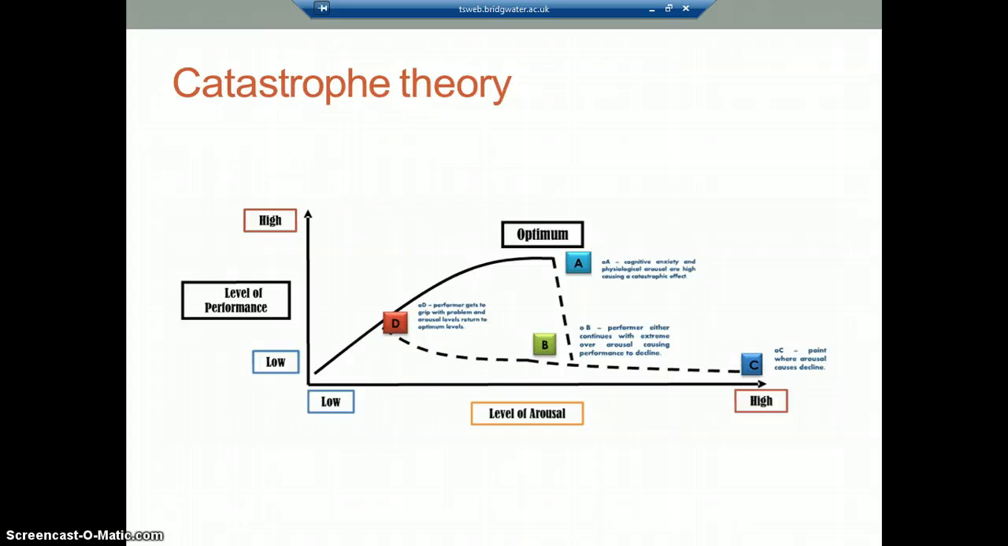Catastrophe theory. Starting off at A on the graph, this is when you are at the peak of your performance and optimal arousal, this means you also have perfect concentration and focus on the sport. Part B is where you have choked and you are low arousal and performance. This means your concentration is at minimal and you are not able to focus on the skill you need to do, and you are easily distracted.